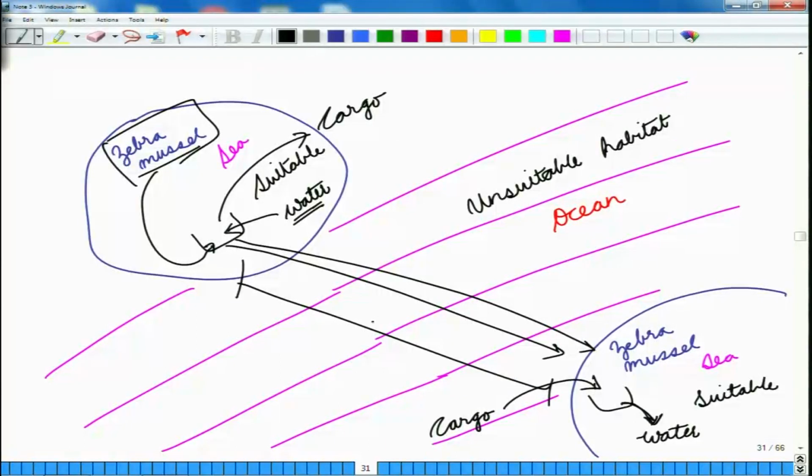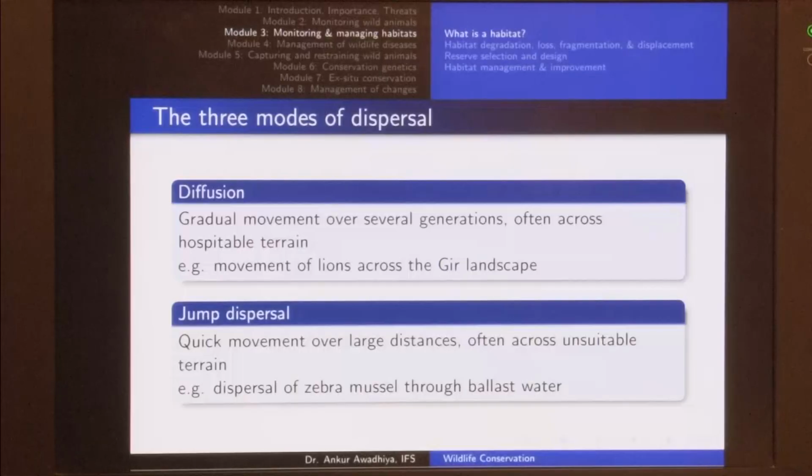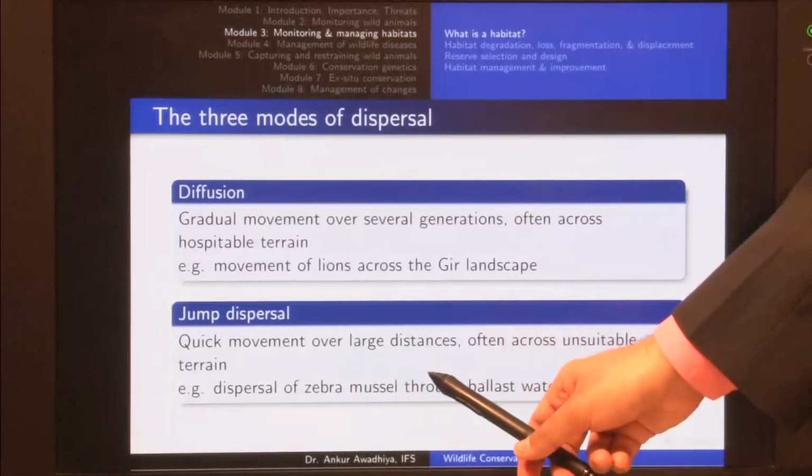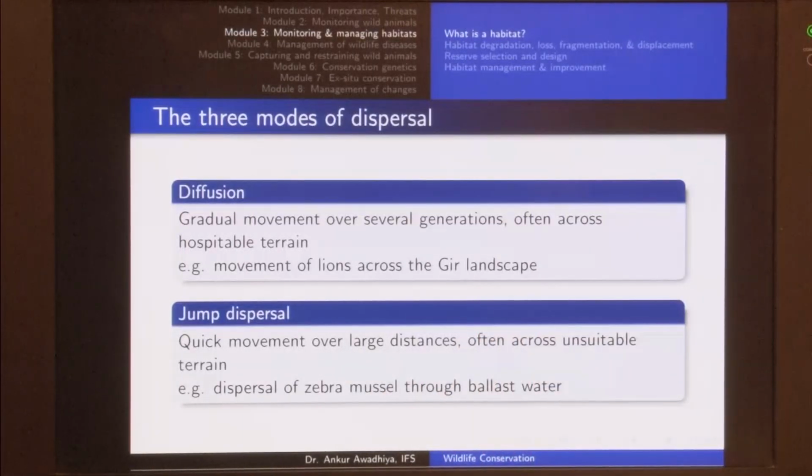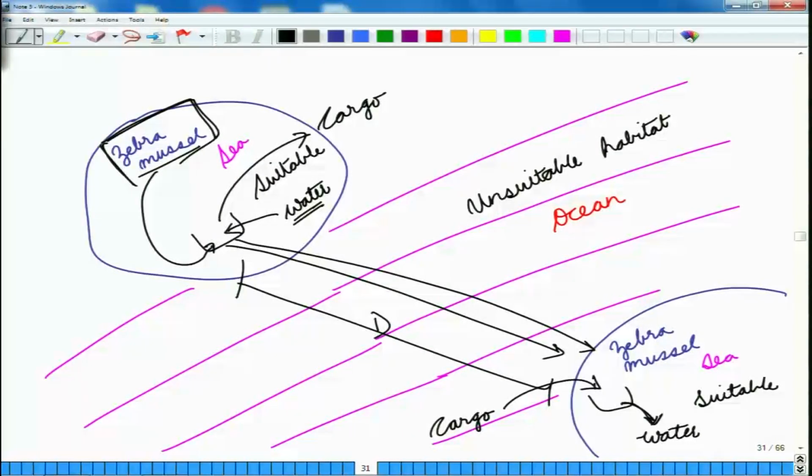So, the distance here is very large and in a very short period of time, because we have a movement of the ship. So, this is a quick movement over large distances, often across unsuitable terrain, and this goes by the name of jump dispersal. So, essentially in this case our zebra mussel was able to jump from this area to the second area.